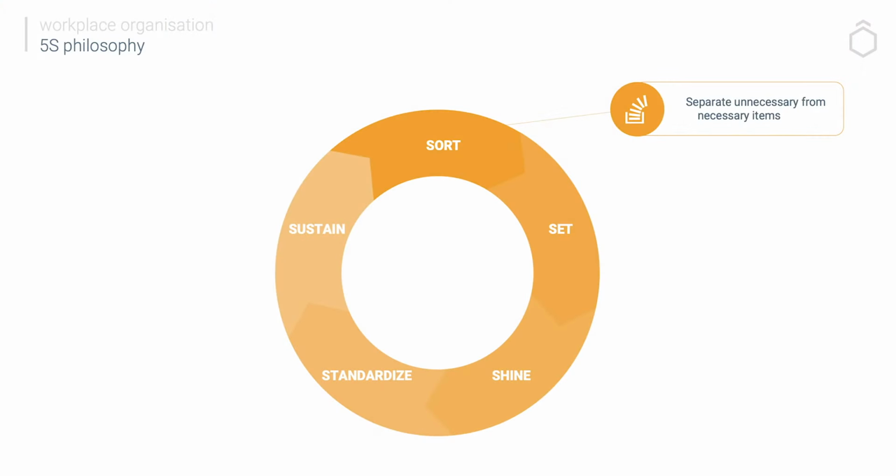So the first one, sort, is we've got to separate unnecessary from necessary items. So this is the idea that you should only have items that you need around you. If items take space and you don't use them, then really they don't belong where they are. So first thing we've got to do is identify what is necessary, what is unnecessary, and remove the unnecessary. Set is designate a place for all necessary items. So this is the idea that you set them in place, that once you've identified the items that you need, you then find a home for them. You then find where you want to keep them, how you want to keep them.